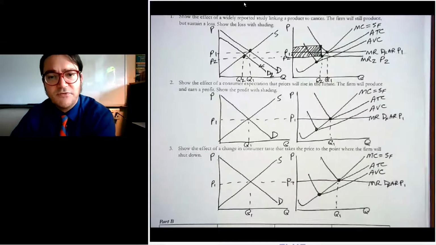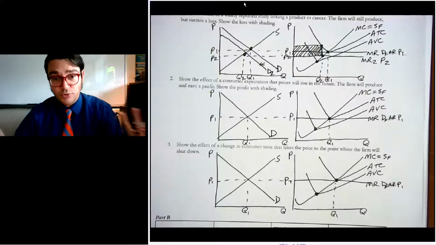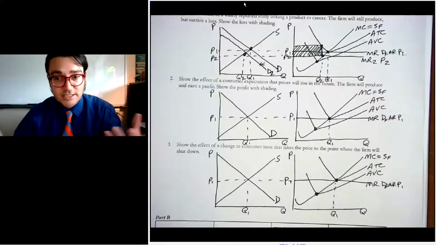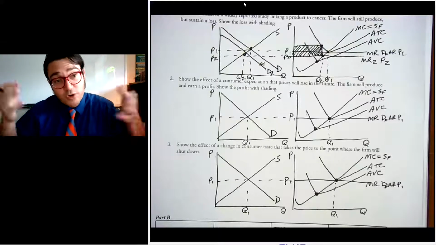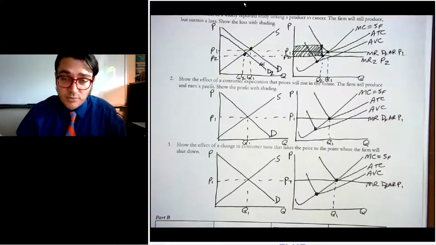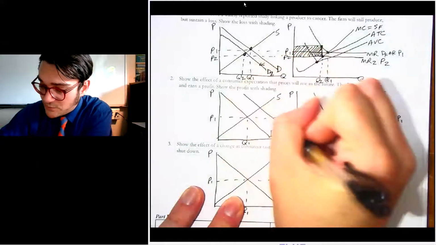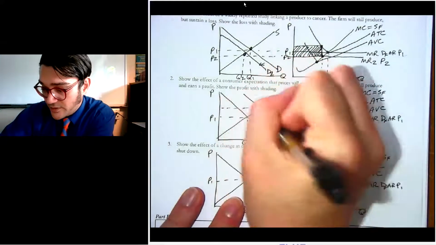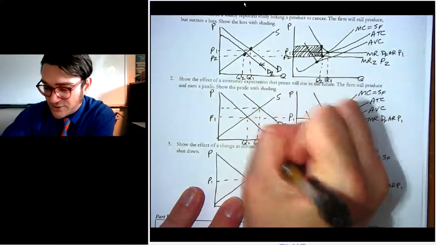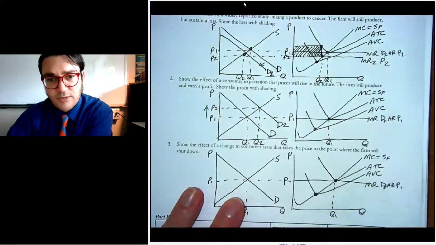The next one says show the effect of a consumer expectation that prices will rise in the future. The firm is going to produce and earn a profit. Show the profit with shading. So if there's a consumer expectation that prices are going up, then people will buy more today rather than wait until the prices are higher. So we would expect demand to rise. And for this one, thankfully, we don't need to be terribly careful about how big of a shift it is, because they're just going to earn a profit. So there's a higher quantity, a higher price.